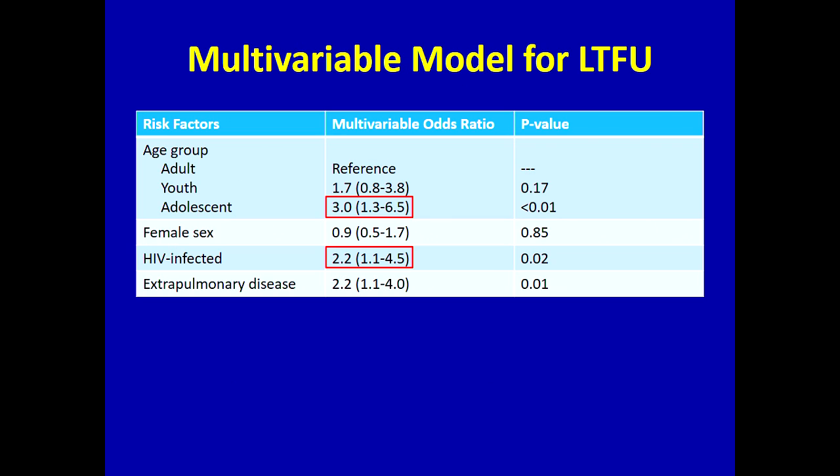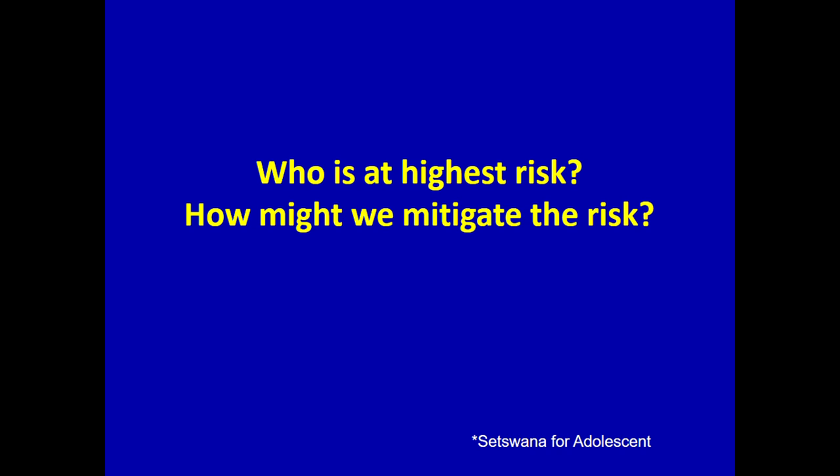And this multivariable model Petros also showed you, which showed that the adolescents had a 3-fold increased odds of having been lost to follow-up, and being HIV infected and having extrapulmonary disease were also independent risk factors.